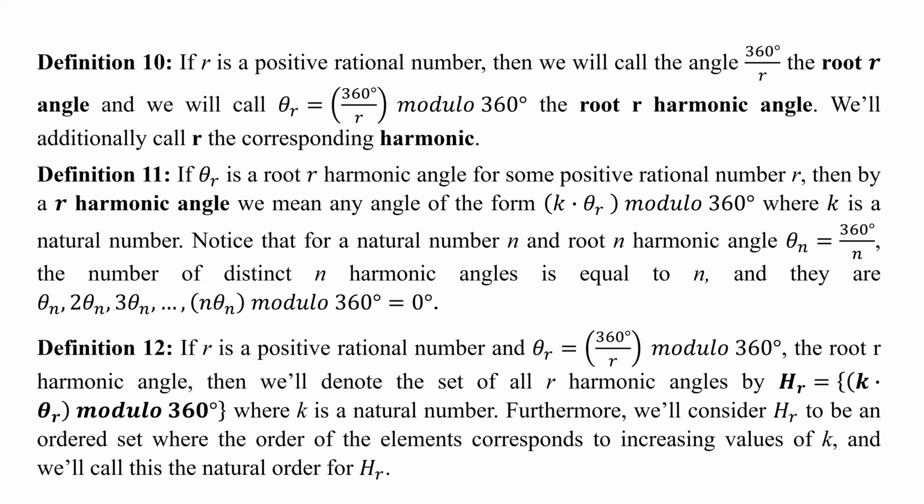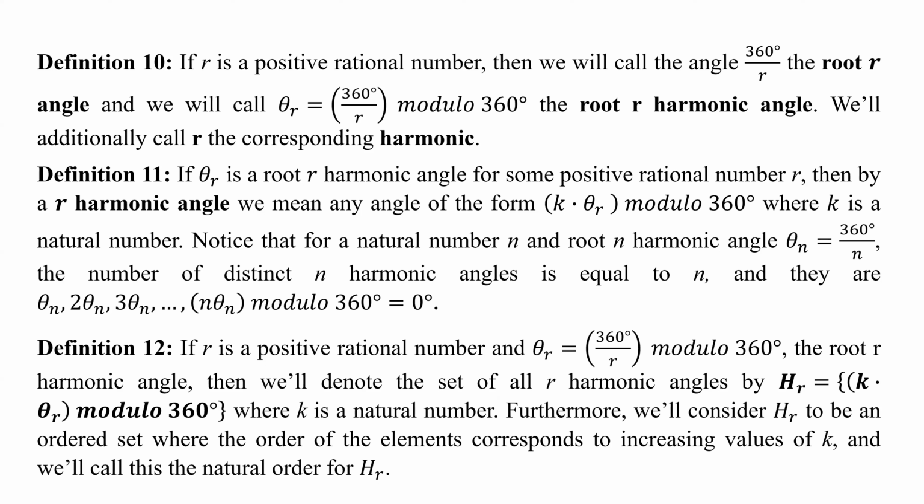Now, for most of what we do, the root r angle and the root r harmonic angle are going to be the same, because most of the time we're going to be dividing 360 degrees by natural or counting numbers. Okay? But theoretically, and sometimes, we might divide 360 degrees by a fraction, such as 1/2, and that is going to give us back something larger than 360 degrees. In particular, 360 degrees divided by half is going to be 720 degrees.